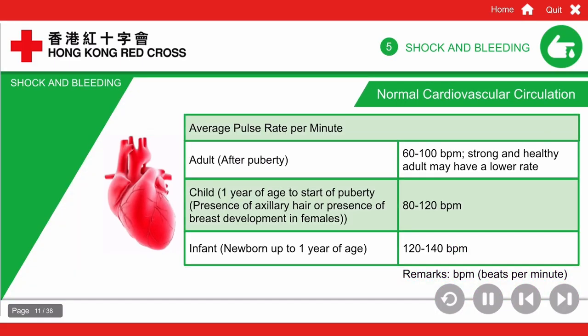Each heartbeat creates a wave of pressure as blood is pumped along the arteries. It's how pulse is created. Under normal conditions, adults have 60 to 100 beats per minute. Strong and healthy adult may have a lower rate. Children have 80 to 120 beats per minute, while infants 120 to 140 beats per minute.